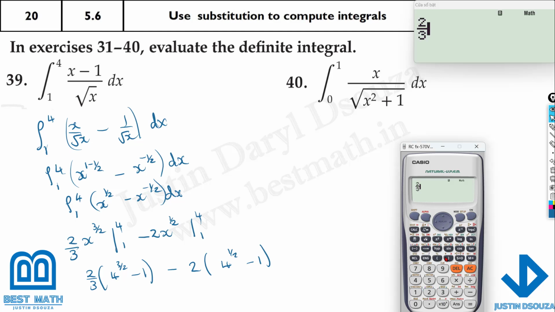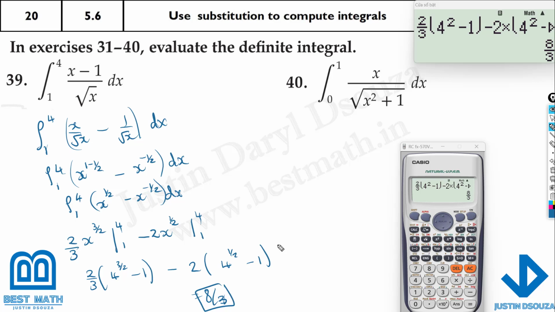2 by 3, open the brackets, 4 to the power 3 by 2 or 1.5 minus 1, close the bracket, minus again 2 times, open the bracket. You can write multiply over here, or even if you don't multiply, it's automatically multiplied. It's not squared, it is 1 divided by 2, and it's again minus 1. Close the bracket. The answer is 8 by 3. Directly you get it in the calculator because 8 by 3 is a simple fraction. It'll be shown. So that's the answer.